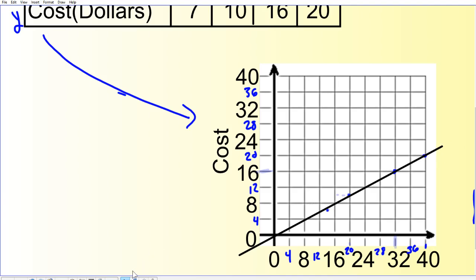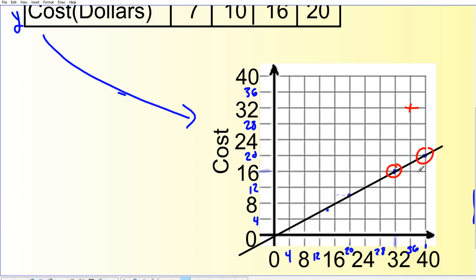But I'm positive about this point here and this point here, because those are right at those intersection points, called lattice points, is the name. Because 40 minutes and $20 is exactly there, and 32 and 16 was exactly there. This one was an estimation of 20 and 10. This was an estimation of 14 minutes and $7. But I know those 2 points are right on. Look at the other two. They're very, very close.